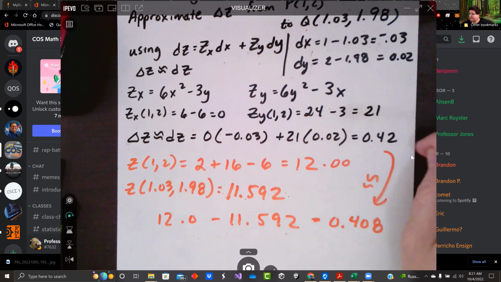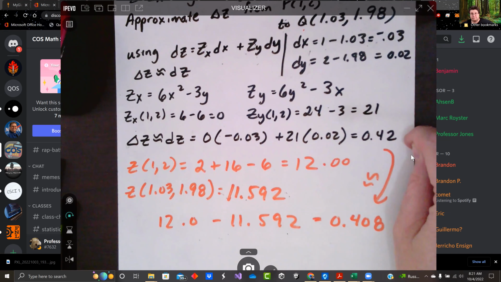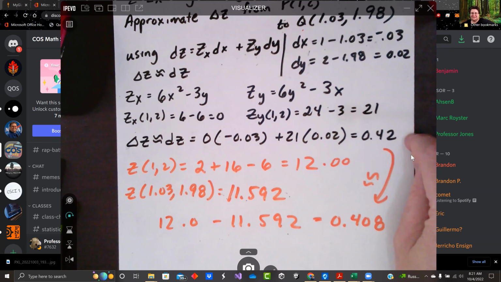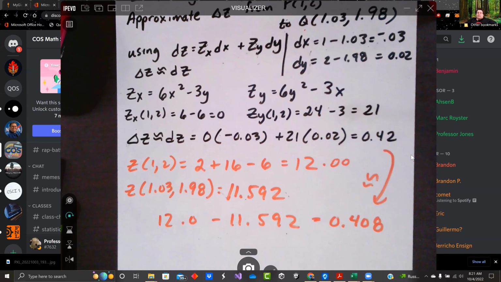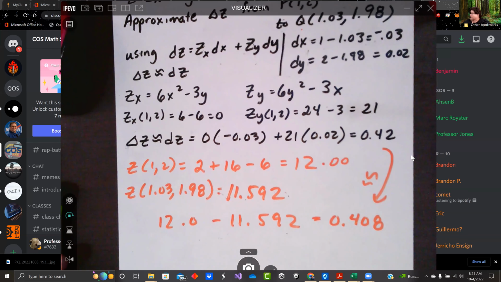But I didn't need a calculator for this. In fact, the one thing I messed up on in that entire problem was the calculator work. So doing the approximation using dz resulted in a better answer. If I had only done it once, I would have been closer with this one. That's how we use dz, or a differential, to approximate an actual difference. Are there any questions on that?